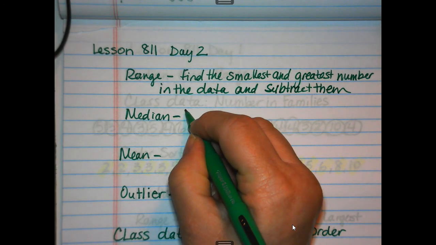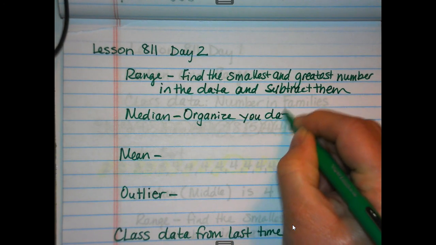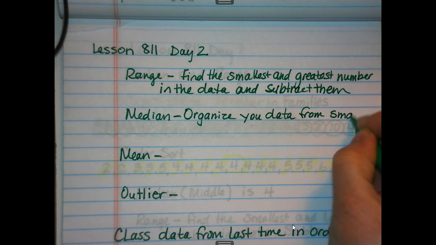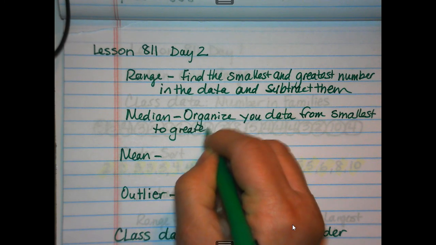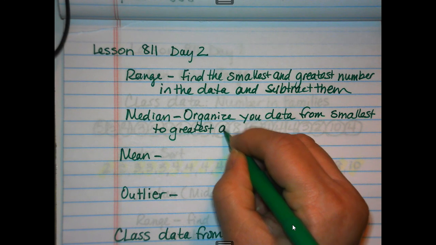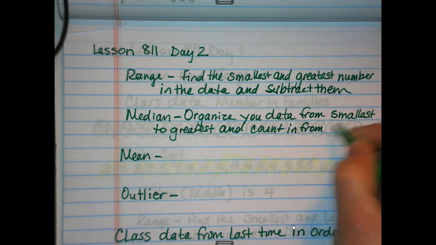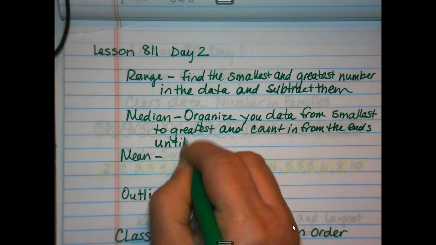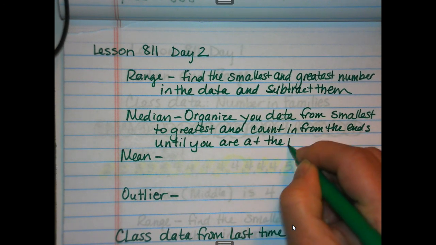Median is organize your data from smallest to greatest and count in from the ends until you are at the middle.